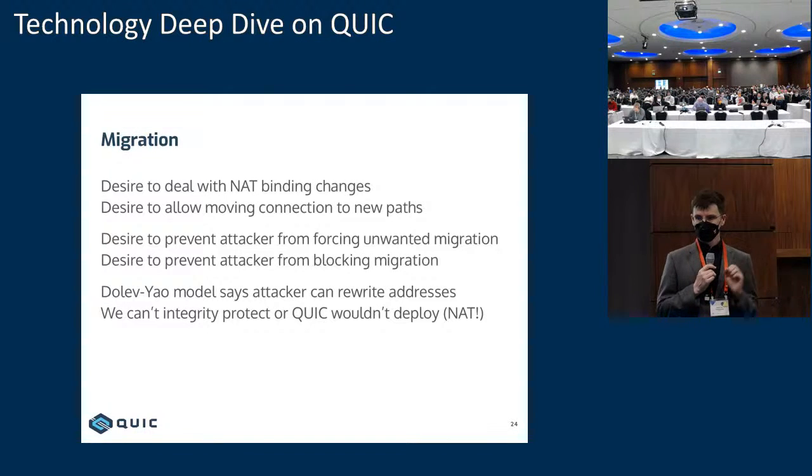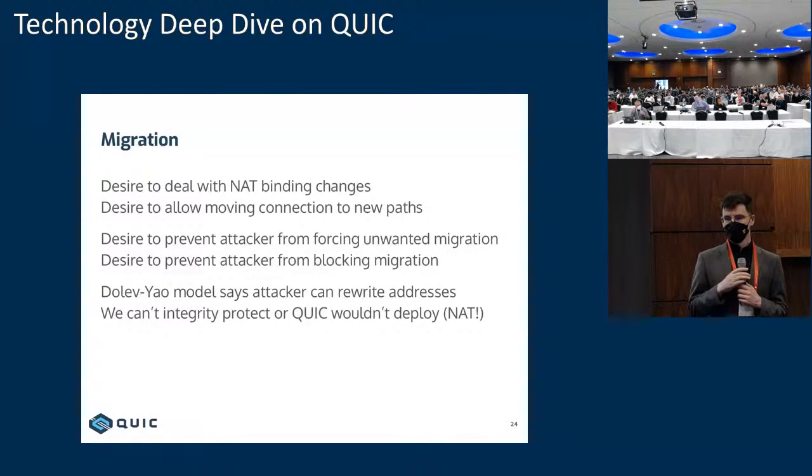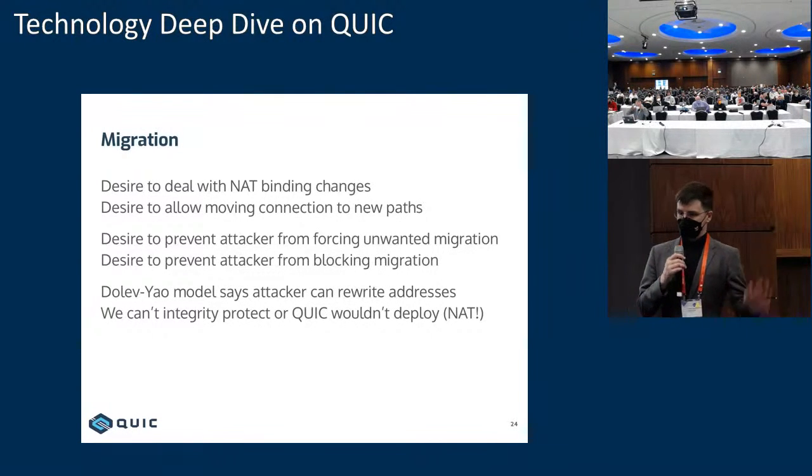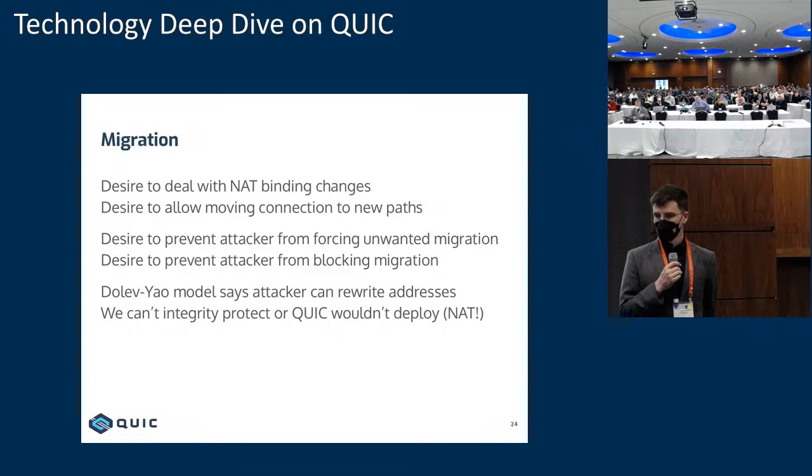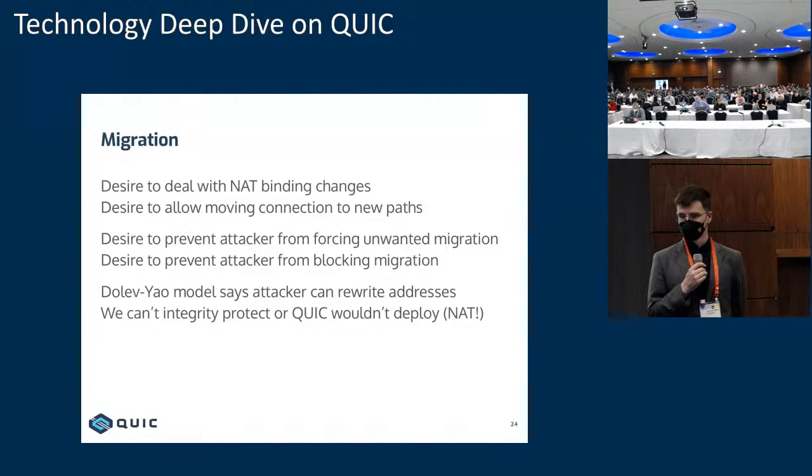So we want to deal with NAT binding changes. We want to allow connections to move to new paths even, legitimately. But we also want to ensure that an attacker can't force someone to move if they don't want to move. We also want to ensure that an attacker can't stop someone from moving if they want to move. And unfortunately, if we were to show you an IP and UDP packet header, they're not protected, and the network rewrites them all the time. In fact, to some extent, we kind of rely on the network being able to rewrite these things. Maybe that was a bad idea, but that's the network that we have. And so we're in this kind of really awkward situation. So next slide, please.